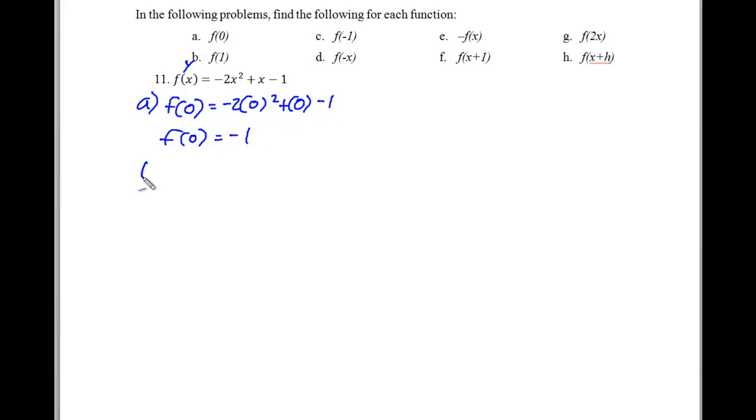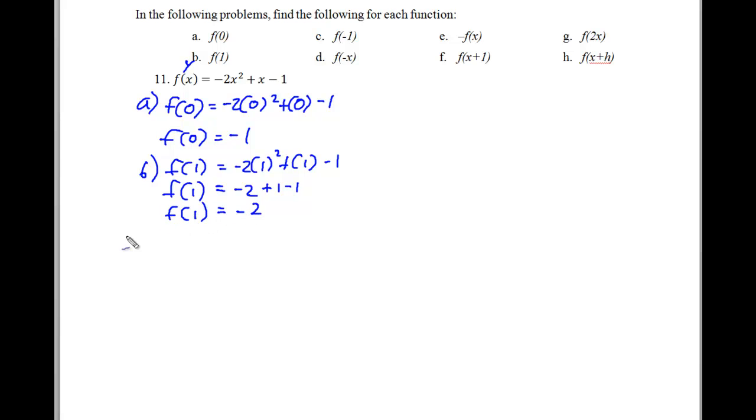Part B is the same thing as part A, except I'm plugging 1 in for my x, so my f of 1 is equal to negative 2 times 1 squared plus 1 minus 1. Doing some more simplification, my f of 1 is going to be negative 2 times 1, which is negative 2, plus 1 minus 1. So that's going to be equal to negative 2. So my f of 1 is equal to negative 2.